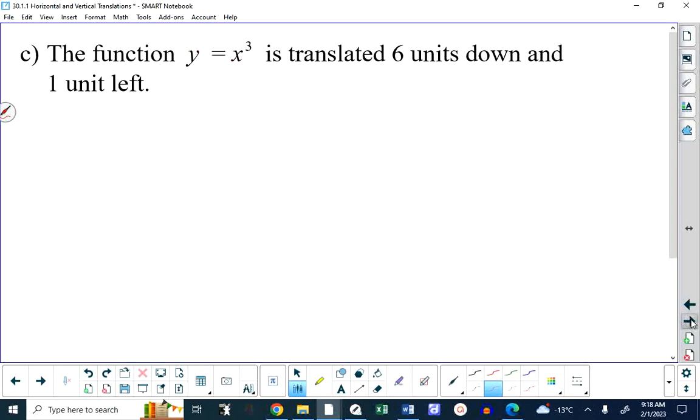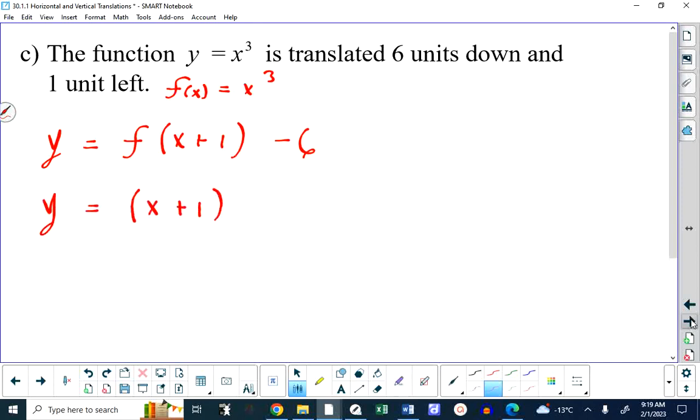With C, we said that the new function is y equals f of x plus 1 minus 6. Again, to keep you on your toes and to make sure I didn't make a silly mistake, is that what we agreed on? Okay, 1 to the left and 6 down. But f of x is x cubed. So f of a pizza would be whatever the cube of a pizza is. F of x plus 1 would be x plus 1 cubed.